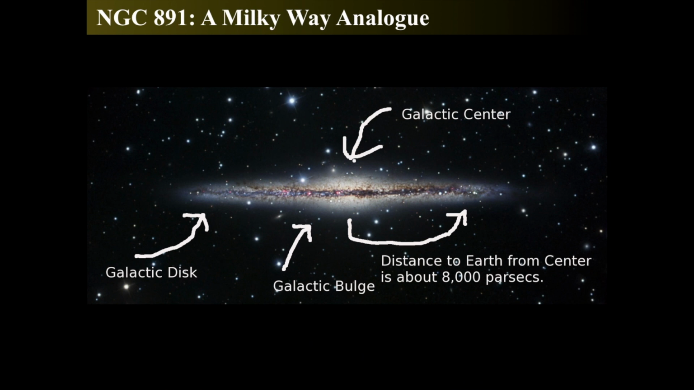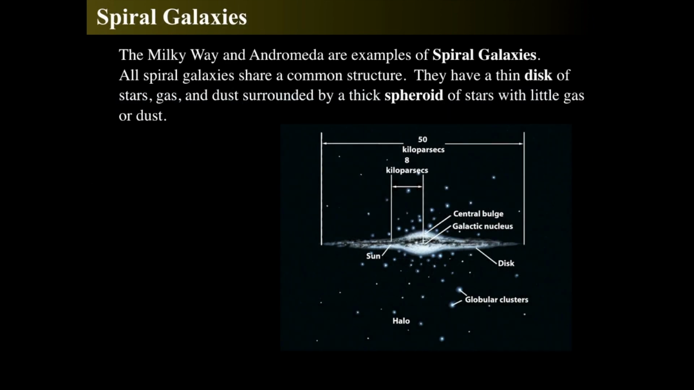And so we would call NGC 891 a Milky Way analog, or something that we might think of as the Milky Way. And so we would say that's the galactic center. And so if this is what the Milky Way would be, the Sun would be about 8,000 parsecs from the center. The galactic bulge would be that bulge that we call the center. And the disk would be the galactic disk. So this is what the Milky Way might look like from a distance if we were able to get millions of light years away. All right. So Milky Way, Andromeda, spiral galaxies, and that gives us our rough idea.